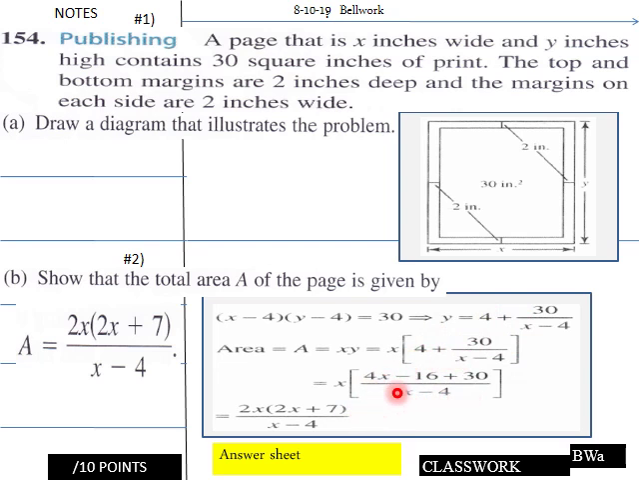And then 4x minus 16 plus 30 over x minus 4 when you do your plug-ins here, and then this simplifies to 2x times 2x plus 7 over x minus 4 once you do your simplifying there. So this expression matches the one up here, so that would indeed be an expression which shows the total area of your page.